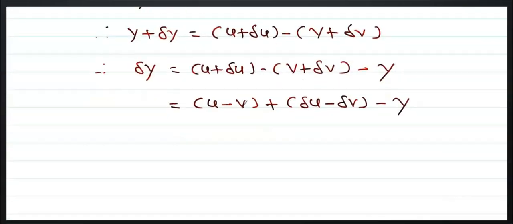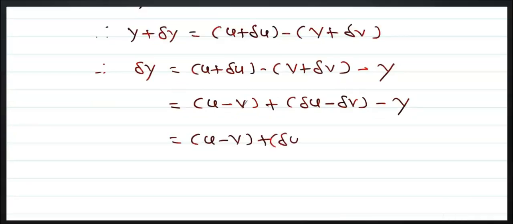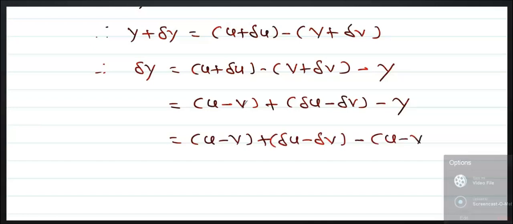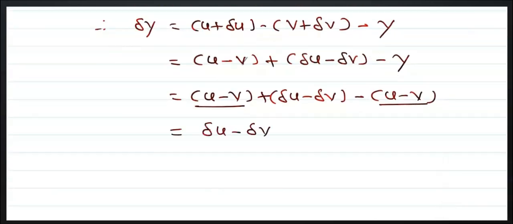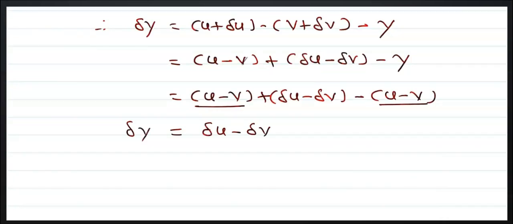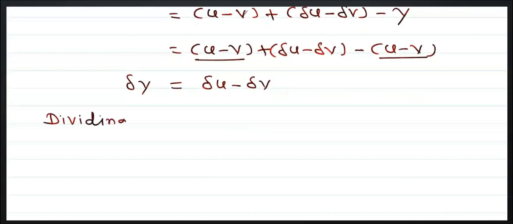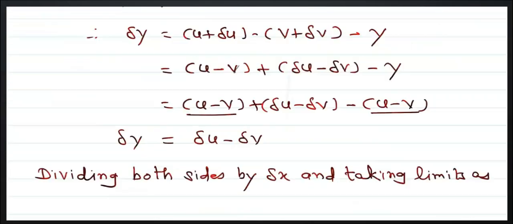And y. Now see this here. You can understand this. What is the value of y? y is u minus v. Now u minus v and minus u minus v get cancelled. Then you will get delta u minus delta v. Now dividing on both sides by delta x. Therefore, and taking the limit as the delta x tends to 0.